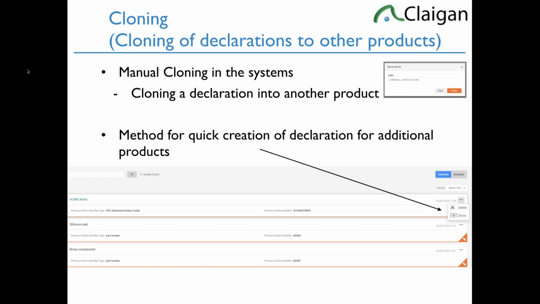The other thing you're going to find in the systems is a cloning capability, which is another name for copy paste. So if you create a declaration, you can literally push a button, clone it, and add a new part number. So you say, hey, look, I have 5 mixers. I have the blue, the green, the orange, and the teal.